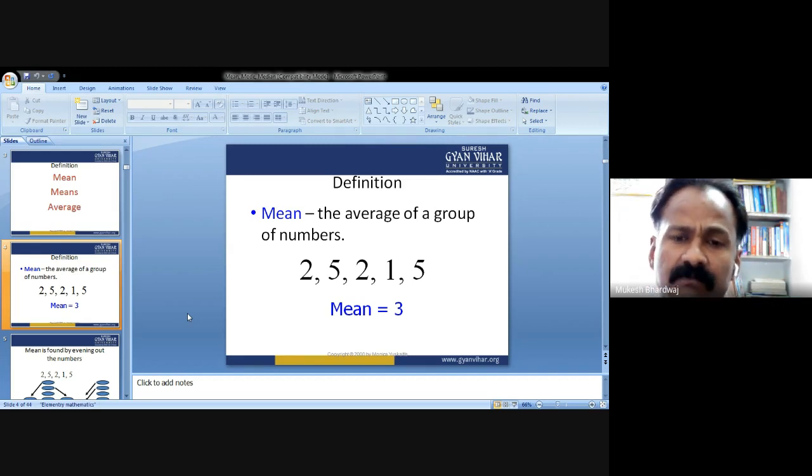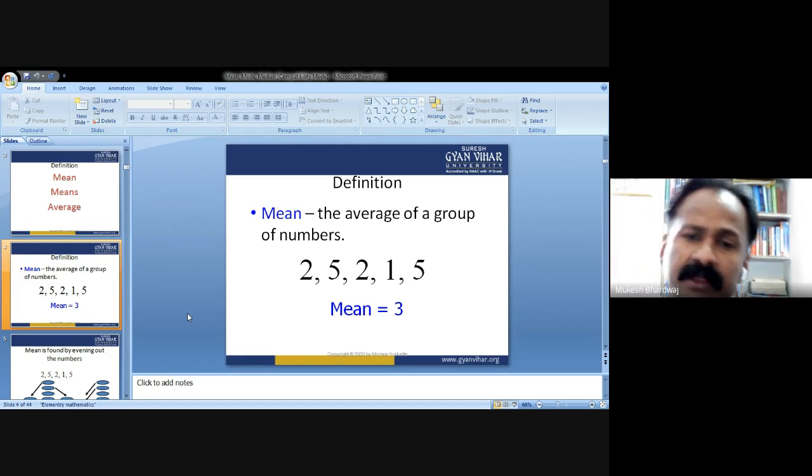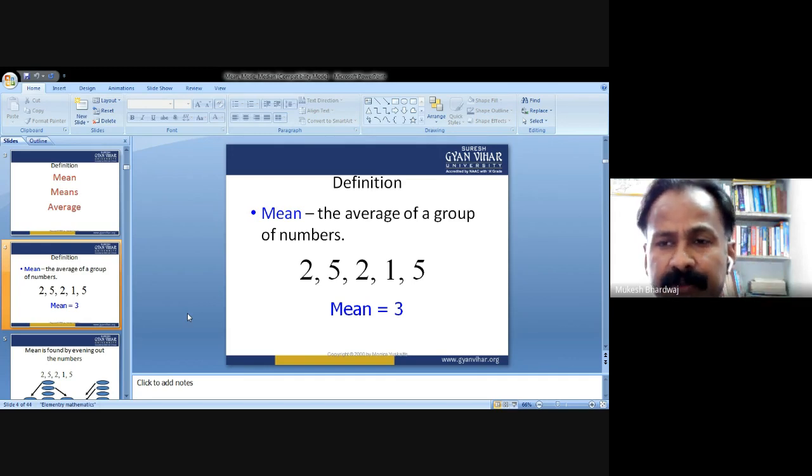So arithmetic mean or average are one and the same thing, and you are already very well aware of the average. You are always calculating the average in your day-to-day life.